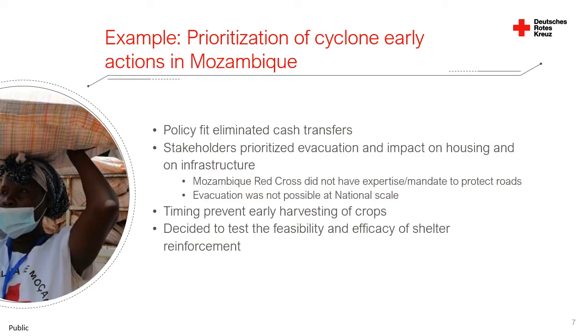To provide an example of how a national society used these criteria to select early actions for their protocol, I would like to walk you through some of the thought process behind the selection of early actions for Mozambique's Cyclone protocol. At the time that the Cyclone EAP was being developed, cash transfers for disasters were not allowed by Mozambican law. Cash transfers might have been an effective way to mitigate the most severe impacts of cyclones, but cash assistance did not align with national policy.